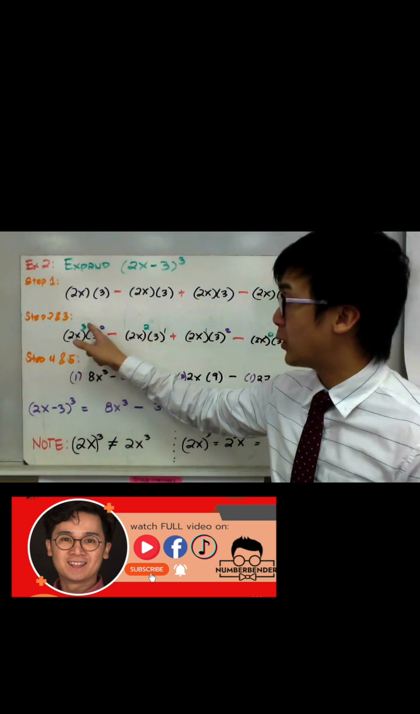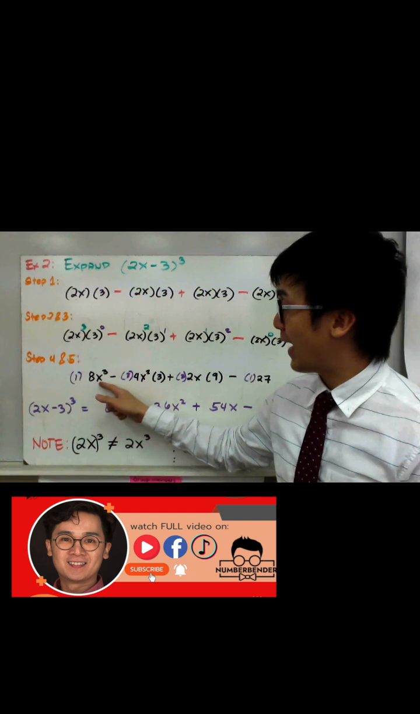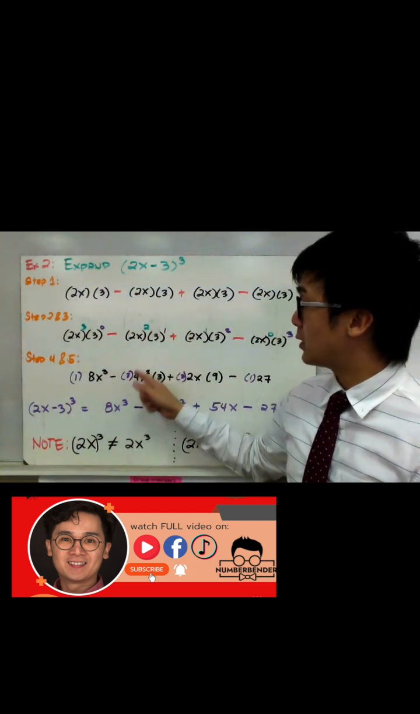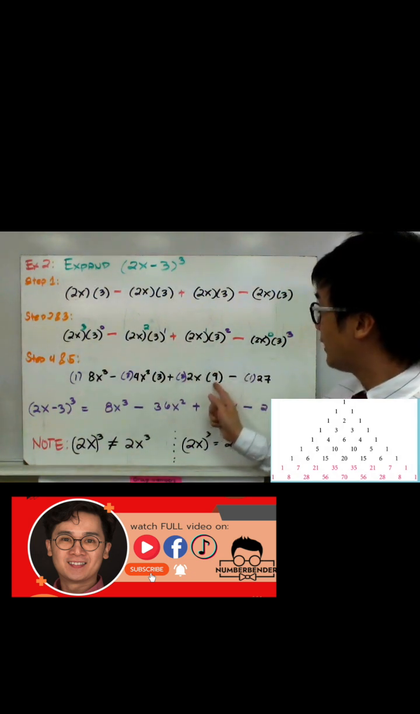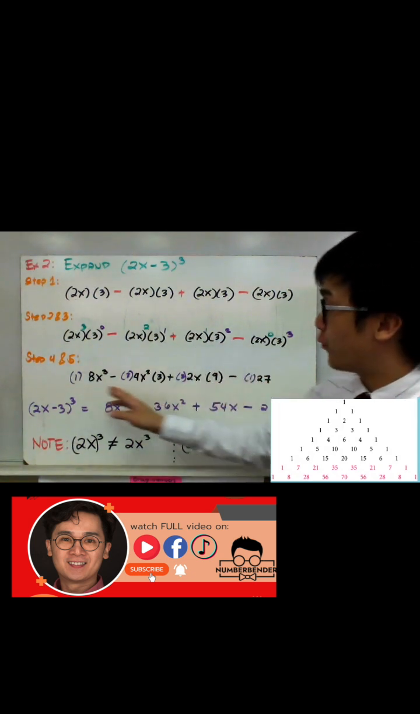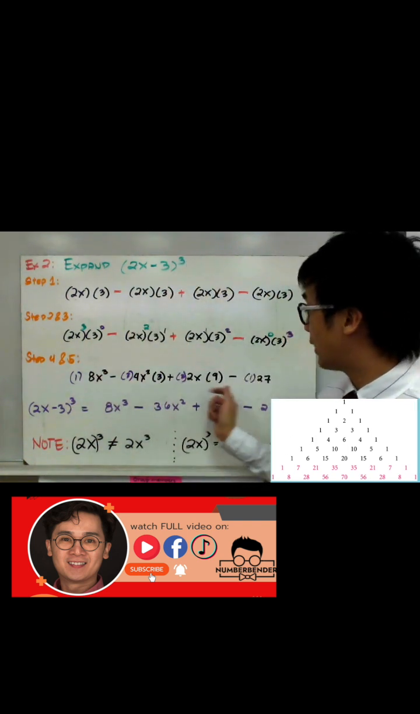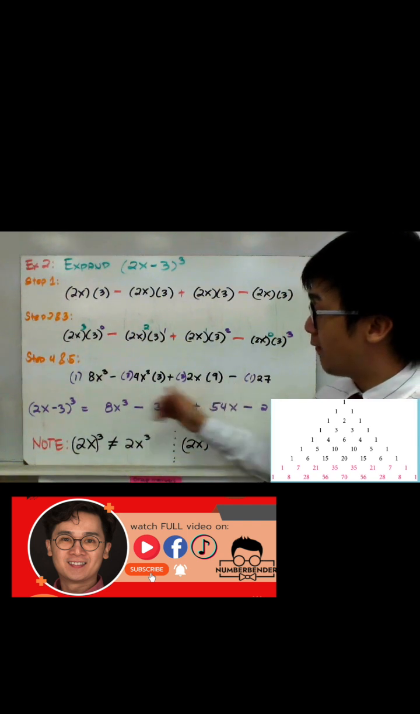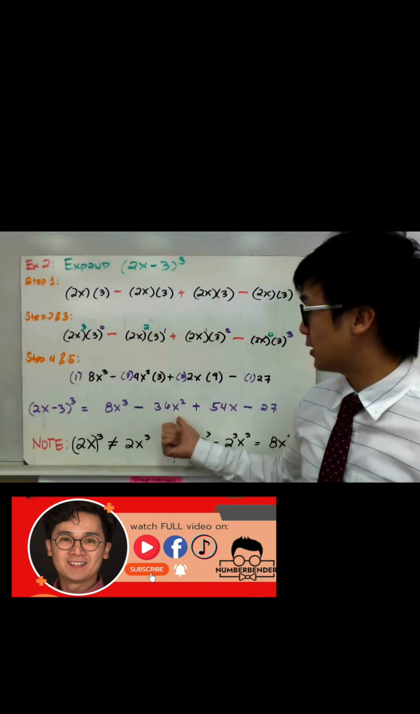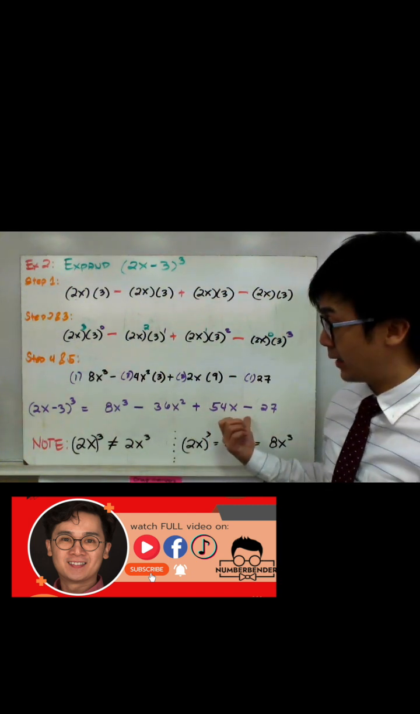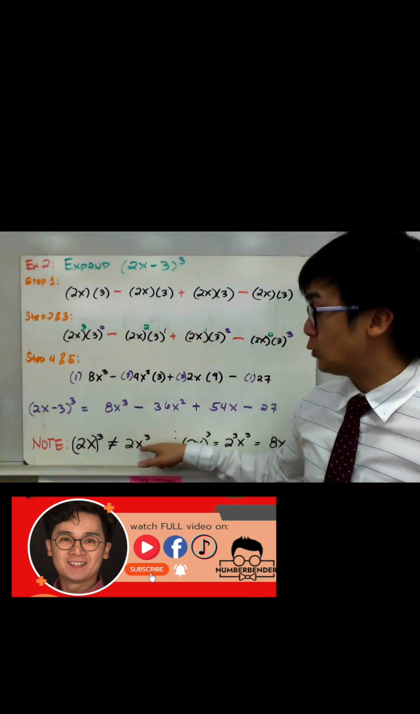So I have 2x cubed, which gives me 8x cubed. 3 raised to 0 is 1, so I only have 8x cubed. Now I have 2x squared, which is 4x squared, times 3, 2x times 9, and then 27. And for my Pascal triangle for level 3 expansion, I have 1, 3, 3, and 1. So my final answer for expanding 2x minus 3 raised to 3, I'll have 8x cubed minus 36x squared plus 54x minus 27.